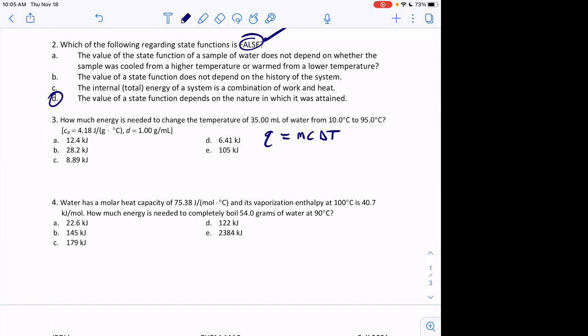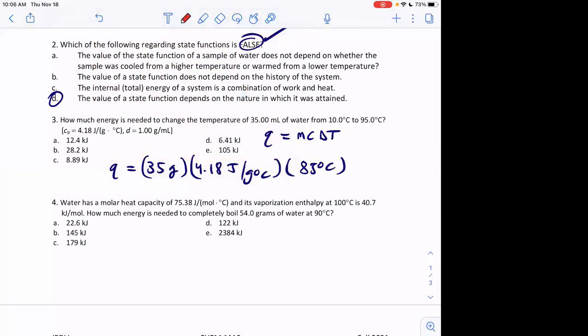How much energy do you need to change the temperature of 35 mils of water? So what do I use for my mass? 35 grams, because there's 1 gram per mil. C is given. And T is 85.